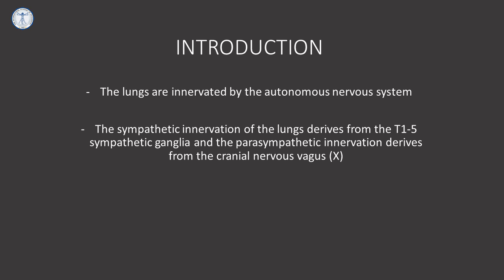The hypothesis which this study is based on is that high velocity low amplitude manipulation of vertebral segment T1 to 5 can affect the peak expiratory flow of the lungs. The lungs are innervated by the autonomic nervous system. The sympathetic innervation of the lungs derives from T1 to 5 sympathetic ganglia, and the parasympathetic innervation derives from the cranial nerve vagus, cranial nerve number 10.